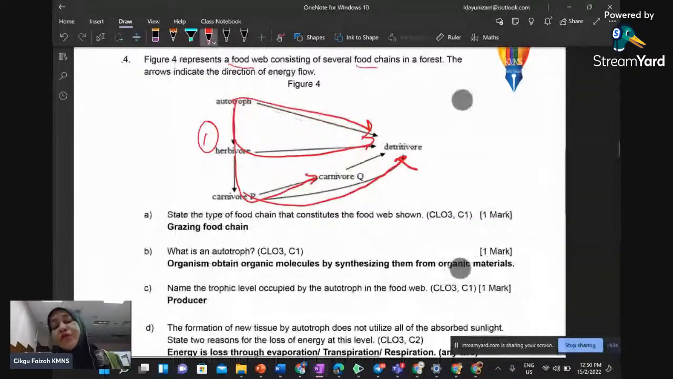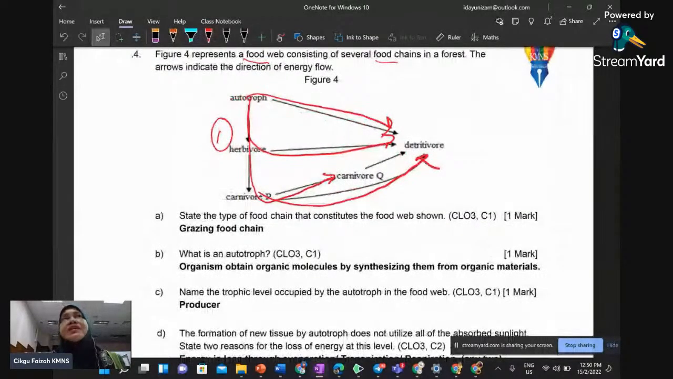automatically, if you look at this diagram, you may refer to the type of food chain. Okay, this is on page 12. You may refer to page 12 of our notes. Right? Okay, so page 12 of our notes mentions living plants and dead plants.